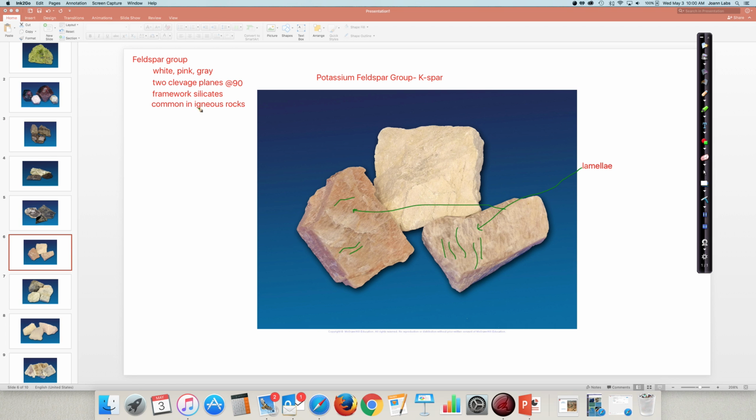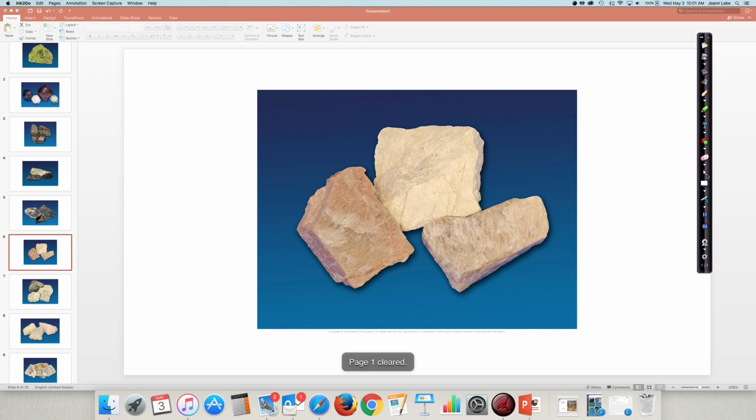Because they have the same hardness, which is 6. They have two cleavage planes. Plagioclase won't be pink, but both potassium feldspar and plagioclase can be white. So the lamellae are unique to the potassium feldspar group.